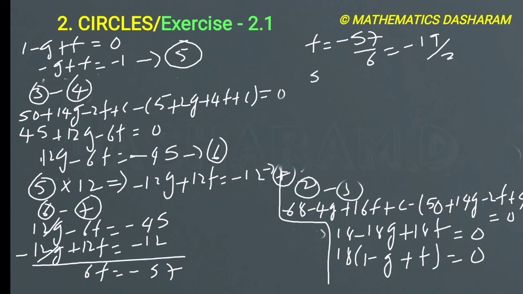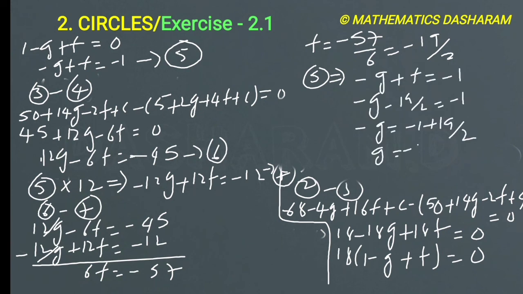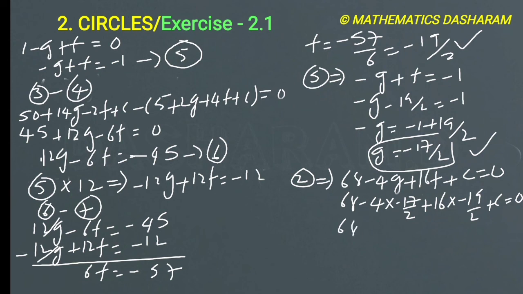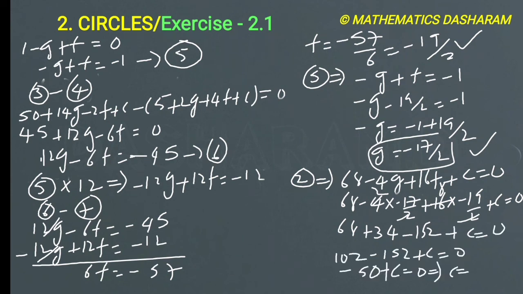Substitute this f value either in equation 5 or equation 6. So I am substituting in equation 5. Minus g plus minus f equals minus 1. So it is equal to minus 17 by 2, that is the g value. Now substitute the f value and g value in equation 2 to get the c value. So 68 minus, here 2 2s are 4, 2 into minus 2 into minus 17 is plus 34. Here 2 1s are 2, 8s are 8 into minus 19 is 152 plus c equals 0. Then c equals 50.